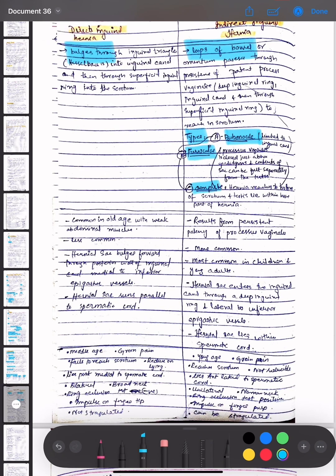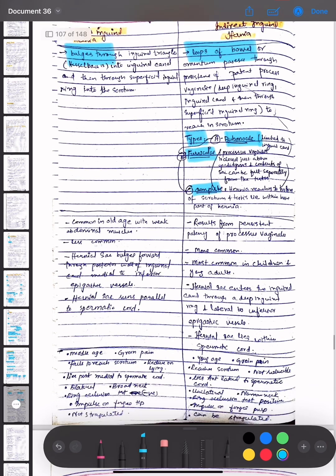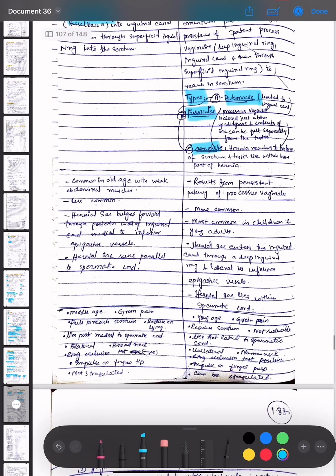Okay, now the direct inguinal hernia is common in old age with weak abdominal muscles. It is less common. The hernial sac bulges forward through the posterior wall of the inguinal canal, medial to the inferior epigastric vessels. The hernial sac runs parallel to the spermatic cord. The indirect inguinal hernia results from persistent patency of the processus vaginalis, which is most common in children and young adults. The hernial sac enters the inguinal canal through the deep inguinal ring, lateral to the inferior epigastric vessels. The hernial sac lies within the spermatic cord.